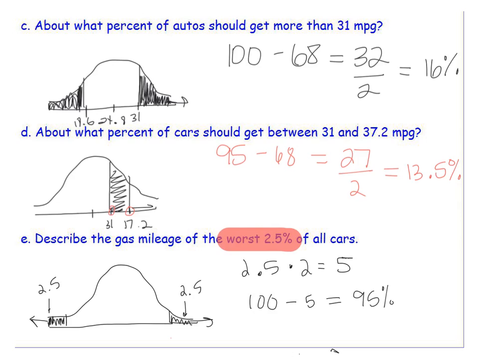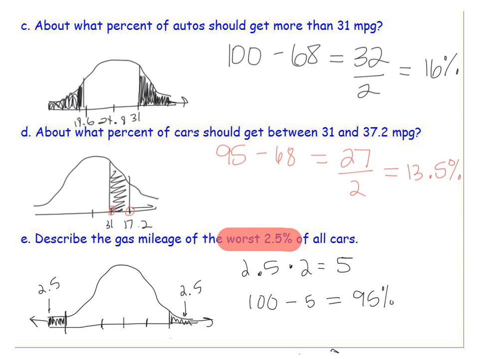Well, that was one of our magic cutoffs. 95% was cutoff number 2. So if you go back to your original picture, we had the mean in the middle. We had cutoff number 1. These are cutoff number 2.